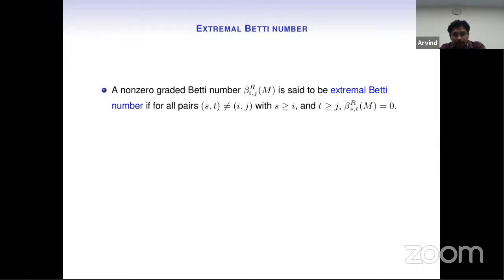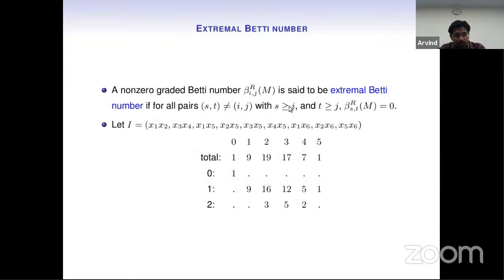A non-zero graded Betti number beta_ij is said to be an extremal Betti number if for every pair (s,t) not equal to (i,j) with s bigger than or equal to i and t bigger than or equal to j, the st-th graded Betti number is 0. For example, if I is this ideal, then the Betti diagram of R/I is the following, and we can see that this position is beta_{5,6}, which is an extremal Betti number, because everything below this and to the right of this is 0.